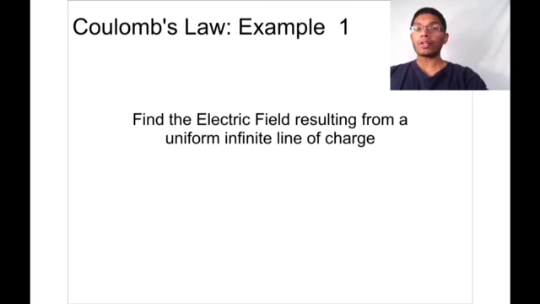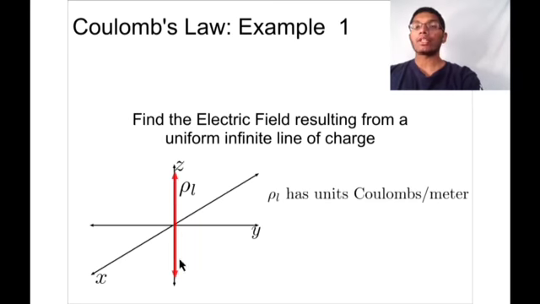In this video, you're going to find the electric field resulting from a uniform infinite line of charge. Let's start by drawing a diagram. Here we have the infinite line of charge. I've drawn it along the z-axis. Rho L is the charge density given in coulombs per meter.